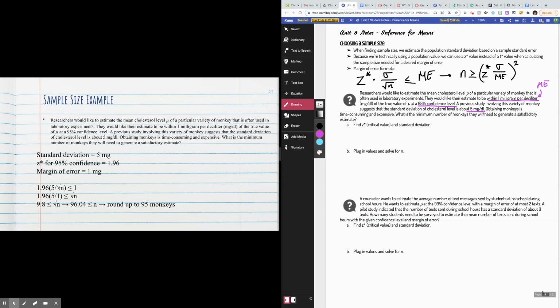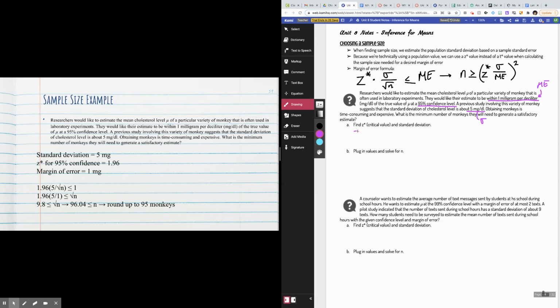Okay, so that's going to be my standard deviation. They want to know what's the minimum number of monkeys they'll need to get this margin of error. Part A here says find Z star and the standard deviation.